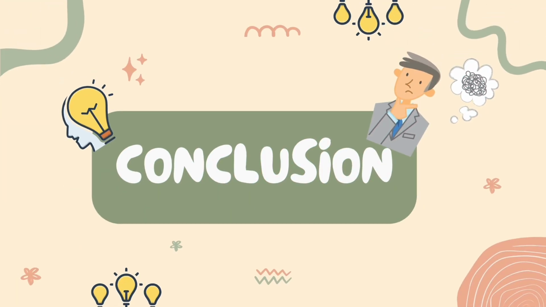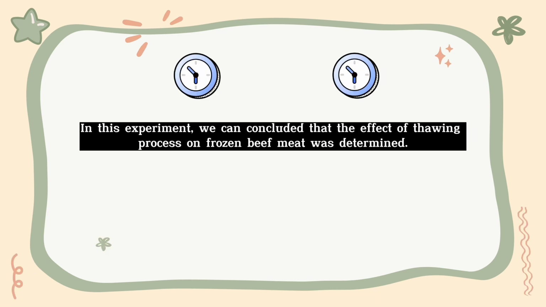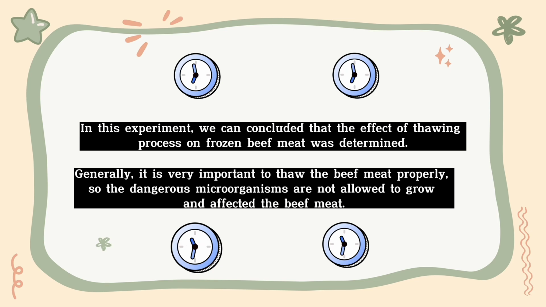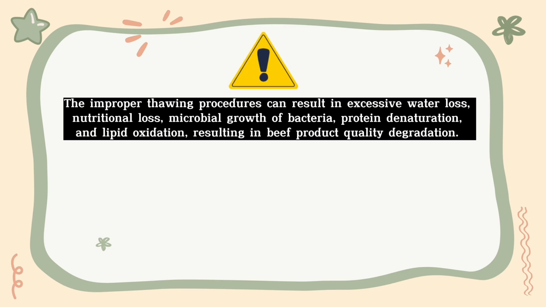The next part is the conclusion. In this experiment, we can conclude that the effect of the thawing process on frozen beef meat was determined. Generally, it is very important to thaw beef meat properly, so that dangerous microorganisms are not allowed to grow and affect the beef meat. Improper thawing procedures can result in excessive water loss, nutritional loss, microbial growth of bacteria, protein denaturation, and lipid oxidation, resulting in beef product quality degradation.